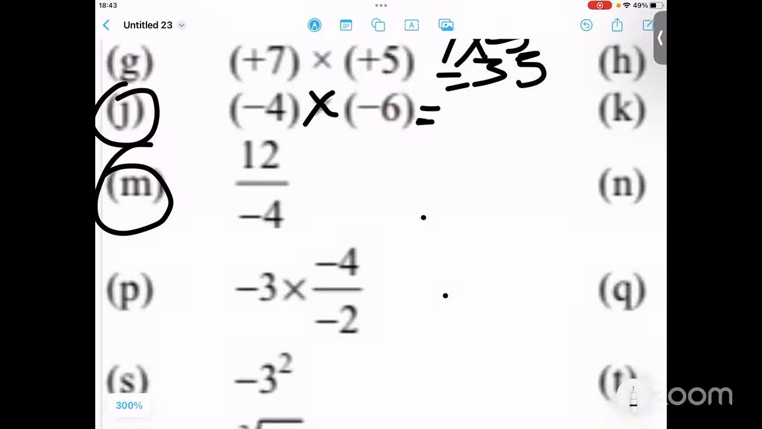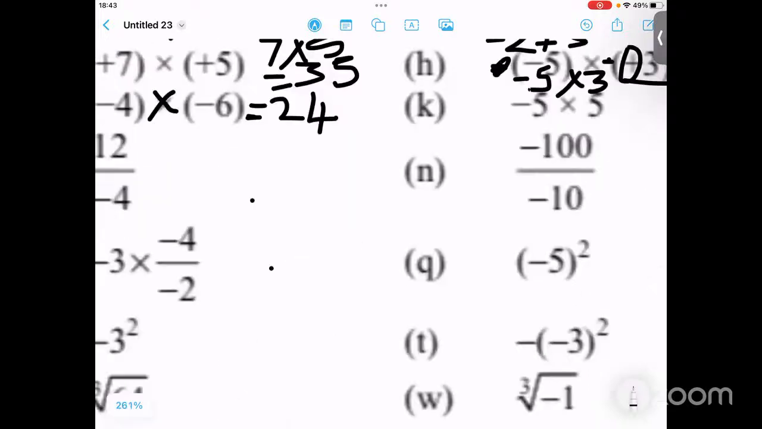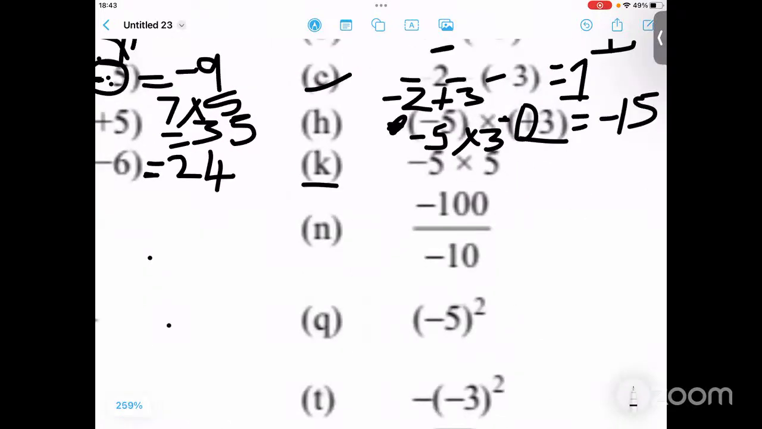Perfect. You're singing my favorite song. And then you multiply 4 with a 6. And what do you get? 24. You get 24. So that means the answer is 24. Perfect. And let's go to K. K will go to Ishospeed. We have -5 multiplied by +5.